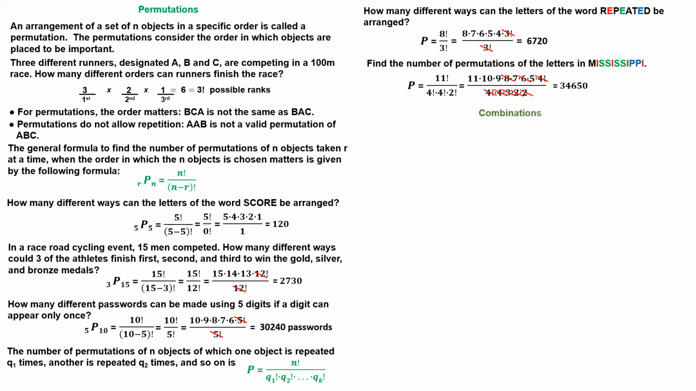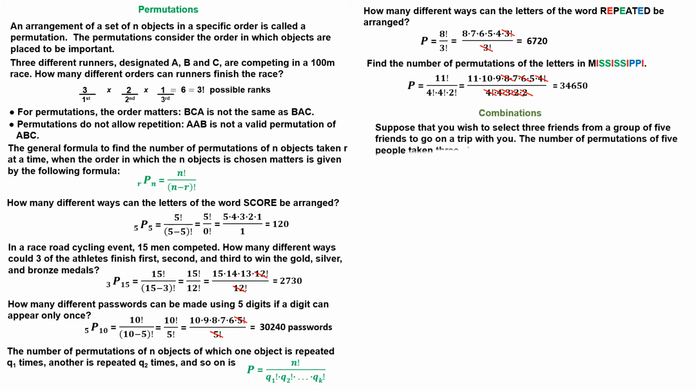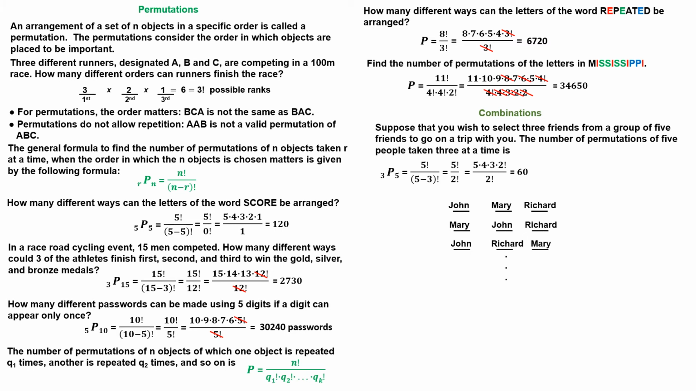Combinations. Suppose that you wish to select 3 friends from a group of 5 friends to go on a trip with you. The number of permutations of 5 people taking 3 at a time is given by the formula. Replace n with 5 and r with 3. You should notice that it does not matter if you choose John, Mary, Richard, or Mary, John, and Richard, or John, Richard, and Mary, since you still end up with the same group going on the trip.